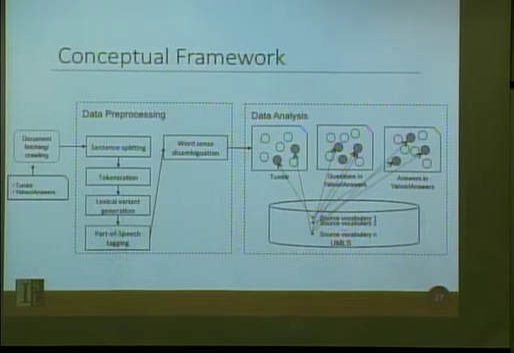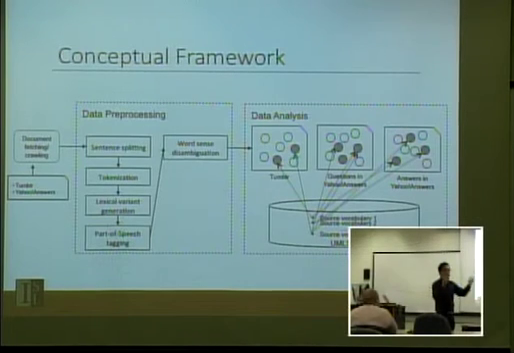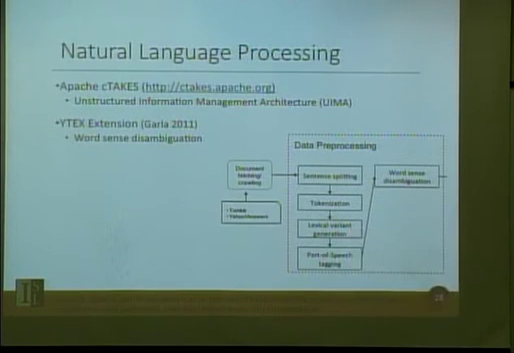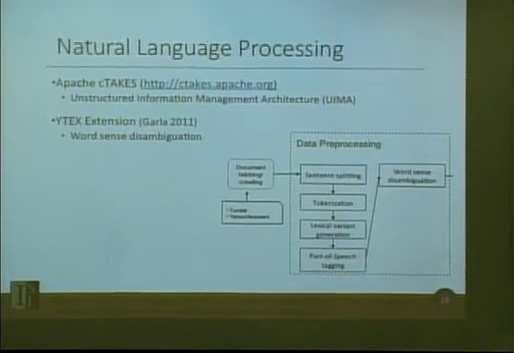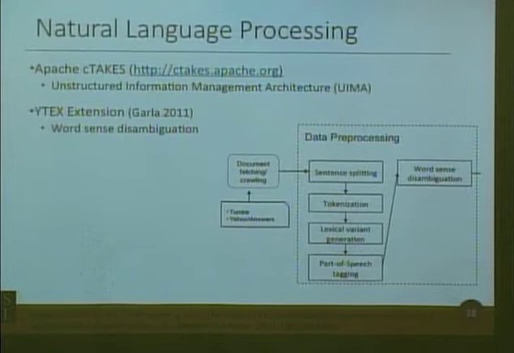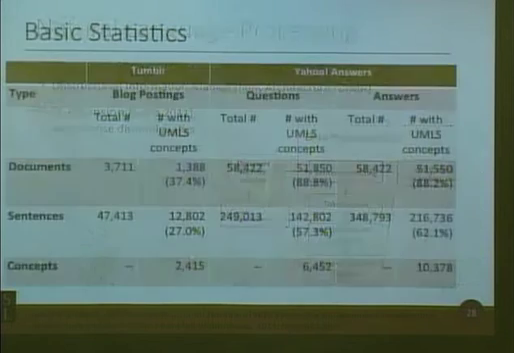After we do this WSD, word sense disambiguation, we look at all these concepts and n-grams, and for each one we try to map it to a term in a source vocabulary, to analyze the source vocabulary coverage of the UMLS. This is what we use for the natural language processing part. We use the open source platform Apache cTAKES, a clinical text mining pipeline that is very widely used in the medical informatics field. We also used the WSD extension developed by Yale University in 2011, which particularly focuses on word sense disambiguation. We use these tools for our NLP tasks.